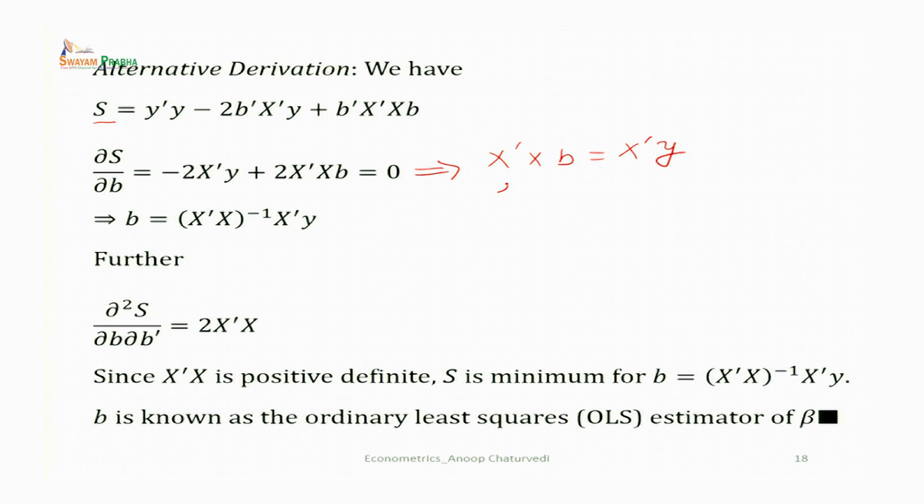and then rank of X'X is equal to rank of X, which is K. Order of X'X is K by K. So, X'X is a non-singular matrix. So, from here you can write b equal to (X'X)^{-1}X'Y. Further, if you take the second derivative, then del^2 S by del b del b' is equal to 2 times X'X. Again, X'X is a positive definite matrix. So, this implies that S is minimum for b equal to (X'X)^{-1}X'Y, and this b is the ordinary least square estimator of beta.